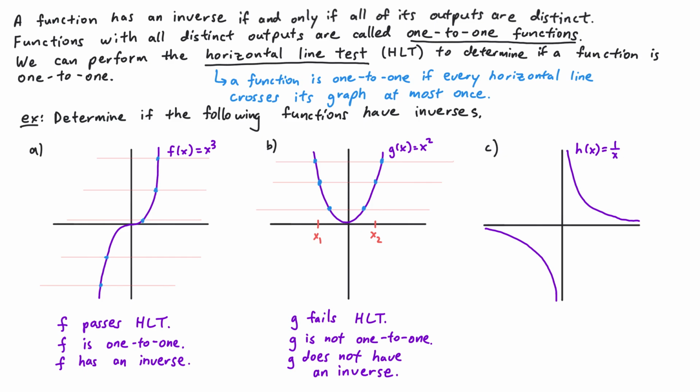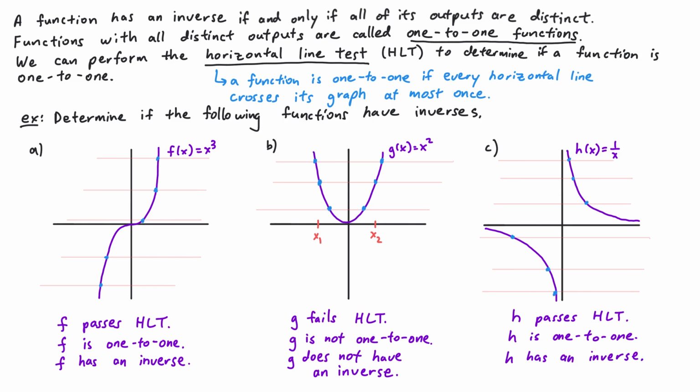Let's now take a look at our last example. Our function h of x is the 1 over x function, and here let's perform the horizontal line test by drawing horizontal lines through our graph. We see here that our horizontal lines each cross our graph once. This tells us that our function h here passes the horizontal line test, which means h is a one-to-one function. And since it's one-to-one, we know that it has an inverse.